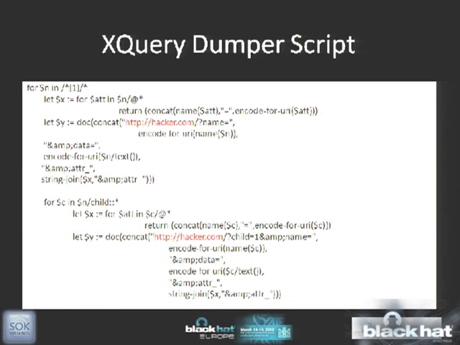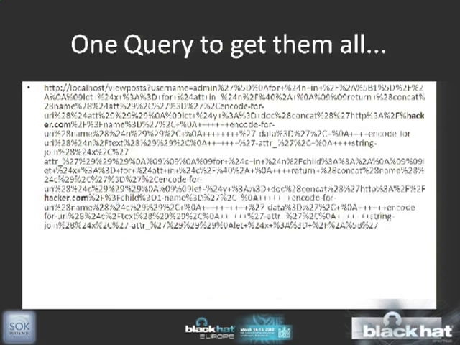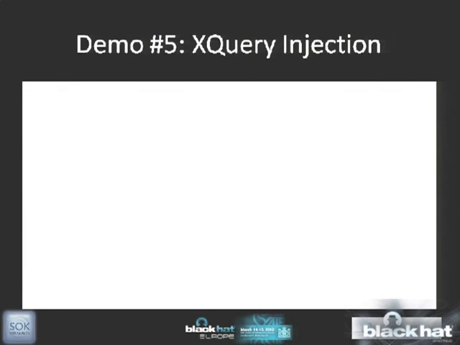So as you can see, it's going to make recursive queries on this. This is how the URL will look. So we call this one query to get them all. You find an XQuery injection, and our dumper script will make recursive requests to hacker.com and start dumping out the entire XML database. So we have a small demo. I'll show you this.